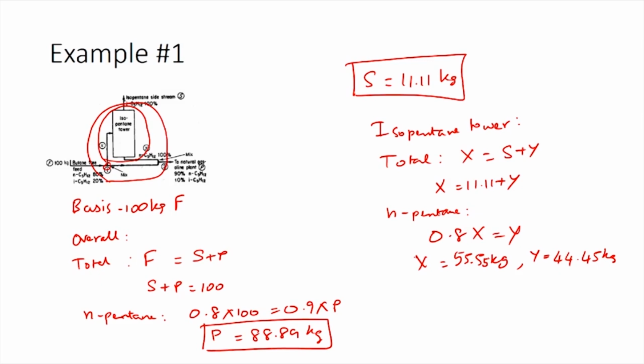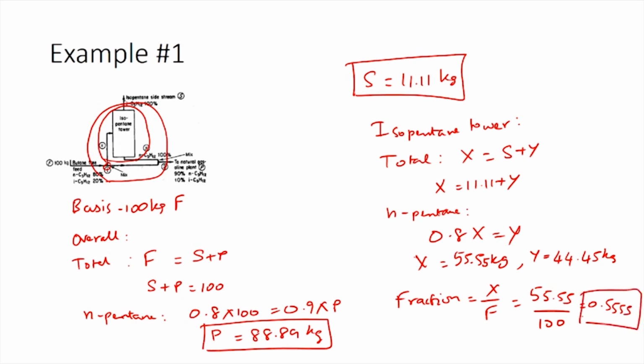Now, we need to calculate the fraction which is being passed through the tower. So, the fraction would be x divided by f, which is 55.55 divided by 100, giving you a value of 0.5555. So, the fraction which is being passed through the stream would be 0.5555. Okay. With that we have solved for the required parameters. Let us move on to the next problem.